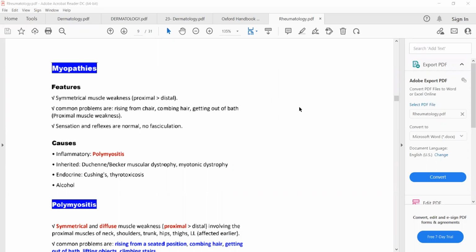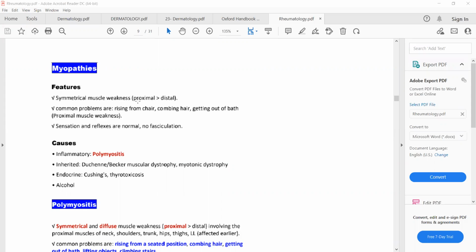So the first topic for today is myopathies. What are myopathies? Myopathies are basically skeletal muscle disorders. The features that are common to all the causes of myopathies include symmetrical muscle weakness. Proximal muscle weakness will be more than distal muscle weakness. How will proximal muscle weakness present to us?